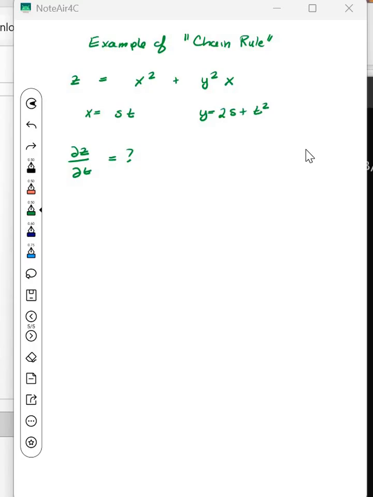So how do you do this? Step one is to compute the derivative from left to right.